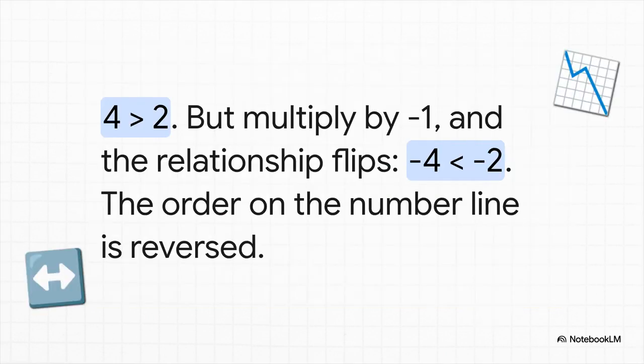But why? Why do we have to flip it? It seems so random, but it's not. Just think about it with simple numbers on a number line. Okay, we all agree 4 is greater than 2, right? It's further to the right. But what happens if you multiply both of those by -1? You get -4 and -2. Now which one's bigger? Well, on the number line, -2 is now to the right of -4. So -4 is less than -2. See? The whole relationship flipped. The rule isn't making something up, it's just describing what actually happens to the numbers.